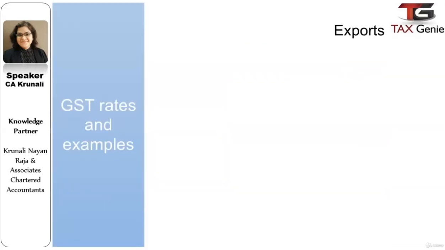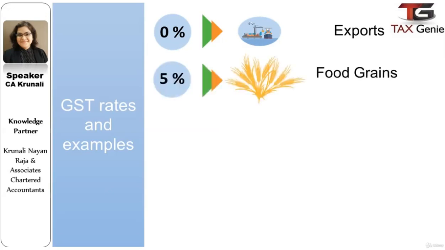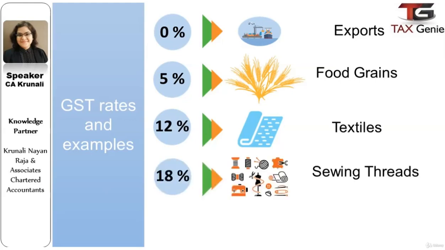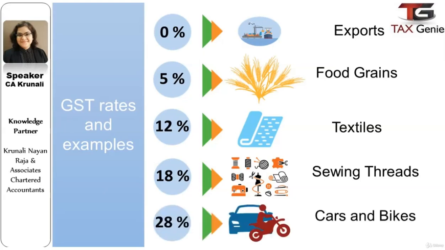While we saw the GST rates, let us understand the rates with the help of examples. 0% goods and services would be exports. 5% would be like food grains. 12% would be like textiles. 18% would be like sewing threads. 28% would be cars and bikes. So these were the brief features of GST. In the next module, we will discuss the registration process under GST.